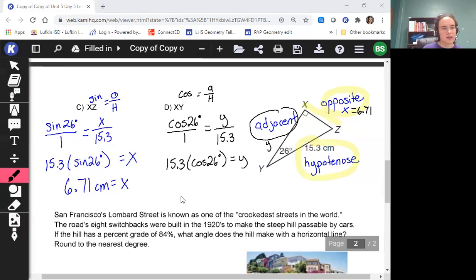And we get 13.751. Again, we're rounding to the hundredths place. That 5 is in the hundredths place. We have a 1 after it, so we keep it as the 5. So 13.75 centimeters is y.